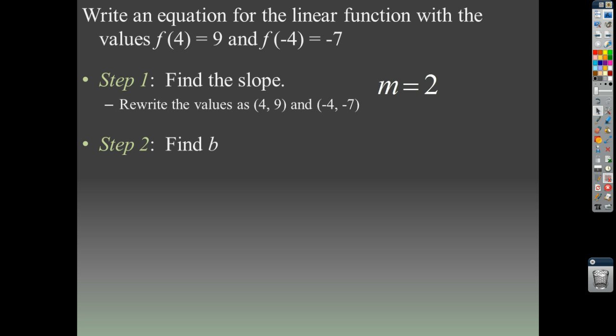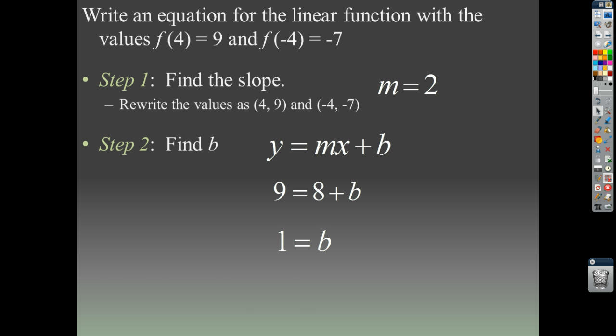So let's find b. I know y equals mx plus b. Let's substitute in the missing parts. So I get 9 for y, 4 for x, 2 for m. Let's go ahead and plug that in, or evaluate. So I got 9 is equal to 8 plus b. Subtract 8 from both sides, and I'm going to get b is equal to 1, which is my y-intercept.